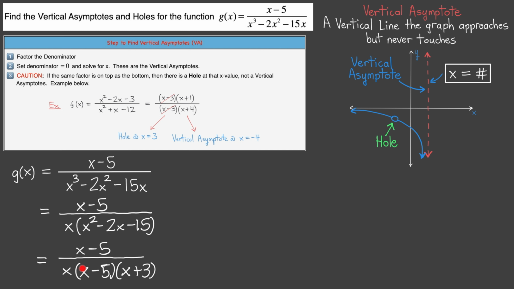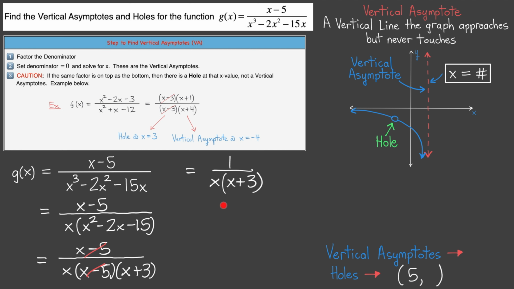However, notice there's a step 3 that says caution. If the same factor is on top as the bottom, then there's a hole at that x value, not a vertical asymptote. So here, notice there's an x minus 5 and an x minus 5. That tells us that these cancel and that there's a hole at x equals 5. So I'll bring this up here. We know there's going to be a hole here at 5 comma something. Okay, so we'll have to find that y value in a second. So let's rewrite this simplified now that the x minus 5s cancel. So we'll have 1 over x times x plus 3.